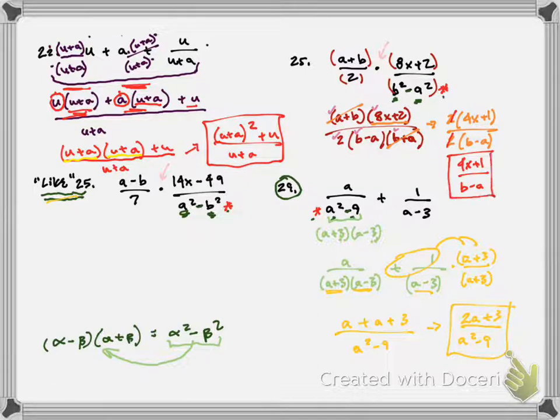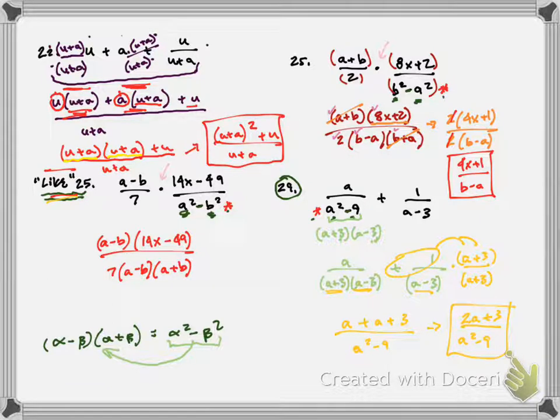That cannot be reduced any further. This next problem, just an additional problem like number 25, is meant to be very similar. You've got a minus b, there's a factor, multiplied by, I'm going to go ahead and keep it as 14x minus 49 for now, over 7 times the quantity a minus b times the quantity a plus b.